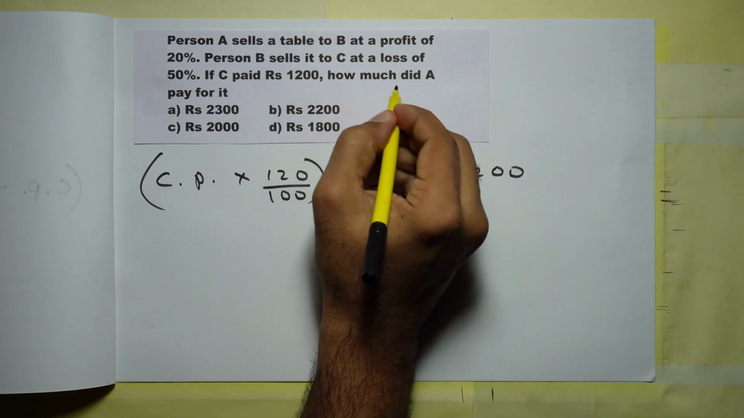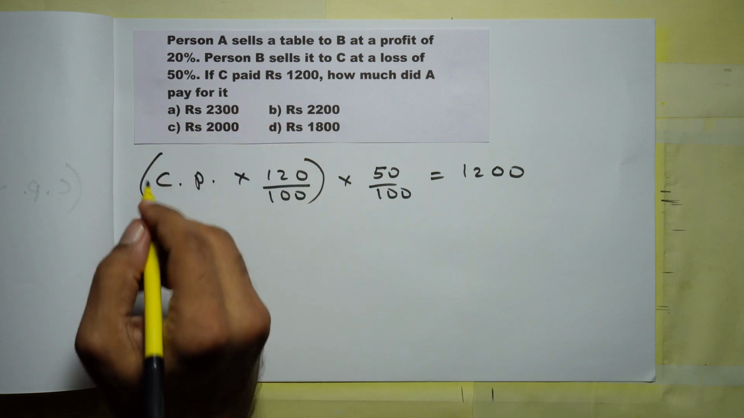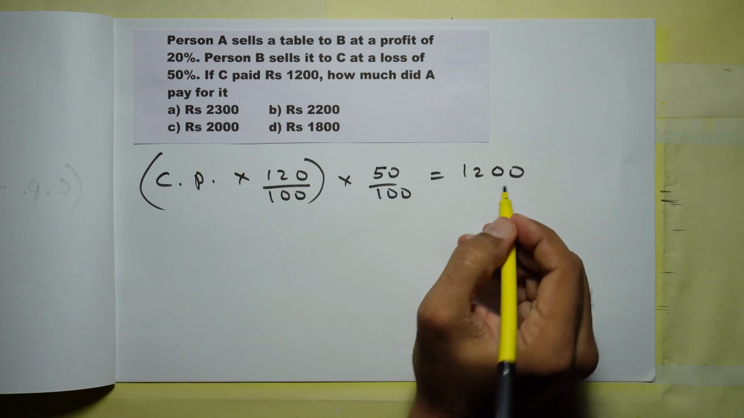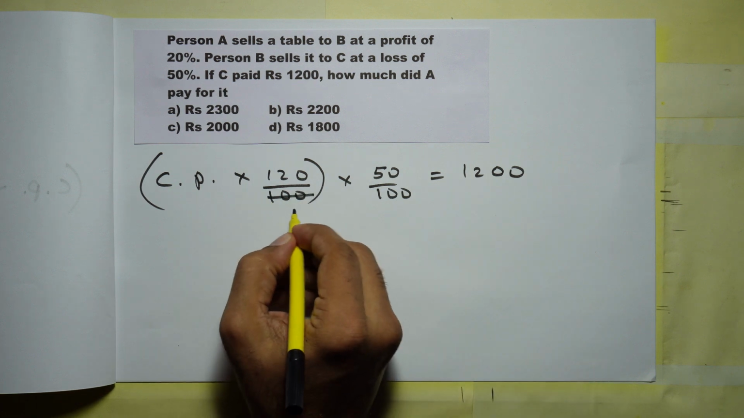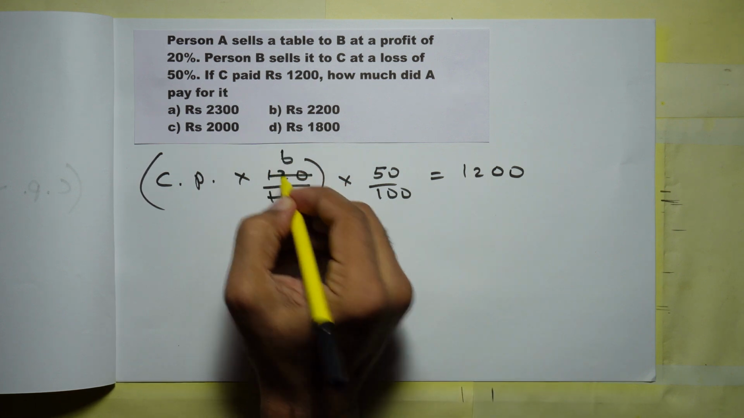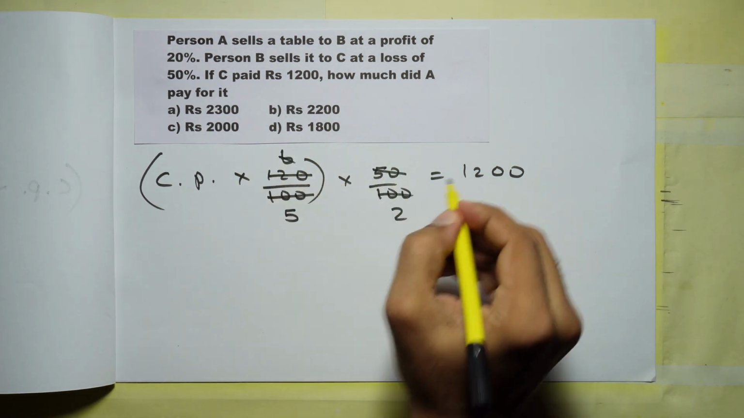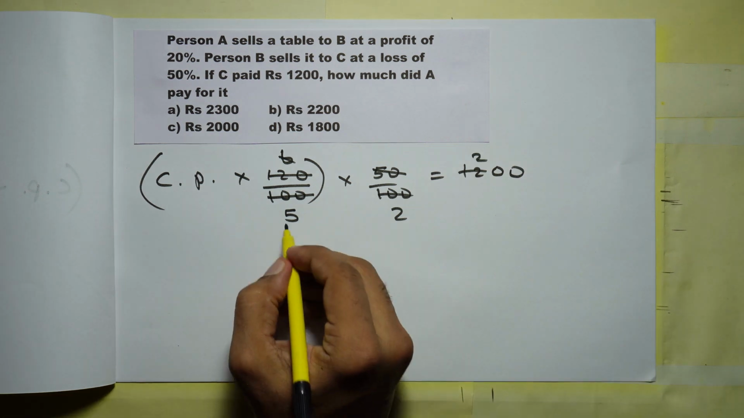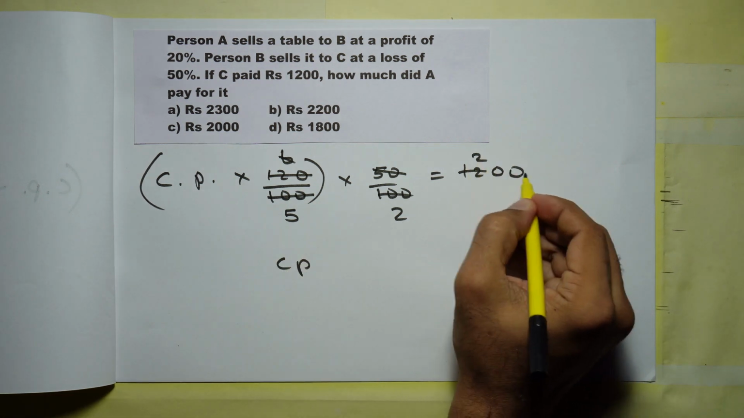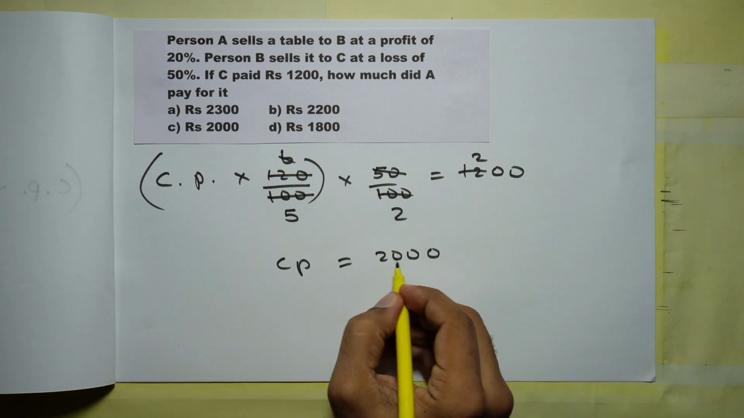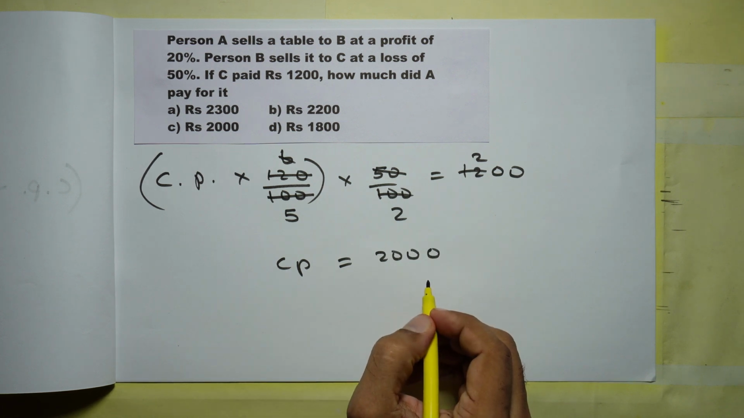So now the question is, how much did A pay for it? That is A's cost price. So that we can calculate from this equation. Here 20 divides 5 times, 20 divides 6 times, 50 divides 2 times, 6 divides 2 times. So 5 into 2, 10. 10 into 200 gives you 2000. So cost price is rupees 2000.